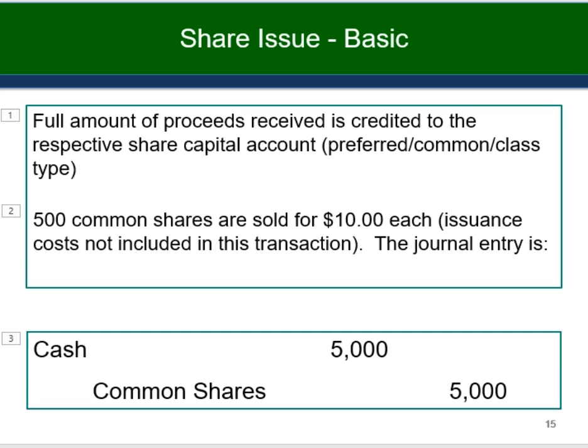Check out Appendix 15A for the coverage of this issue. When no par shares are issued, the share capital account, as we see here, is credited for an amount equal to the value of the consideration received, which is usually cash.